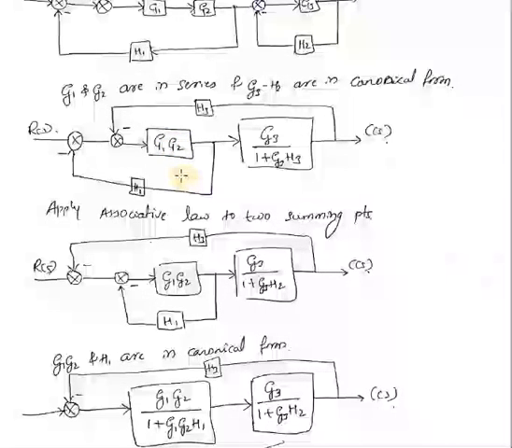So now check for the associative law. If you look at these two summing points, in between there is no block and no takeoff point. That means you can easily interchange their signals. So I will apply that rule here. I will replace this signal to this summing point and this signal to this summing point. While replacing, you have to keep the signs they originally had. This is fed with minus and this is also fed with minus.